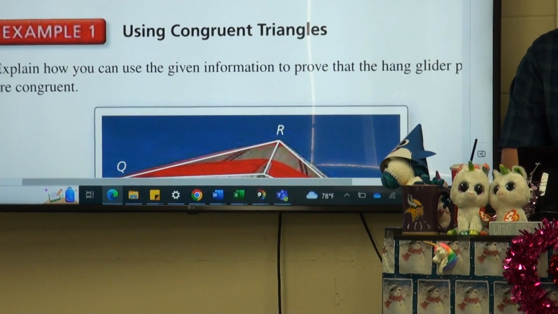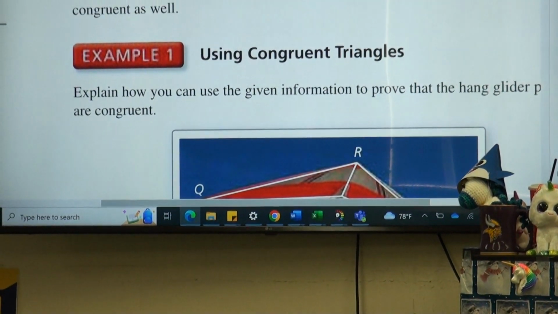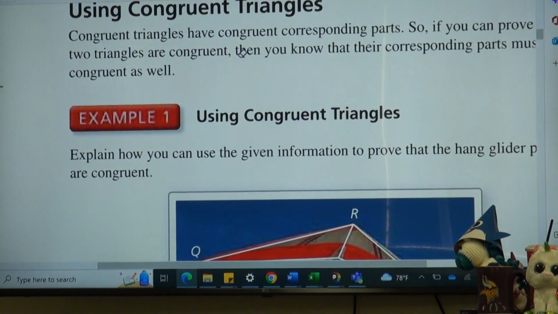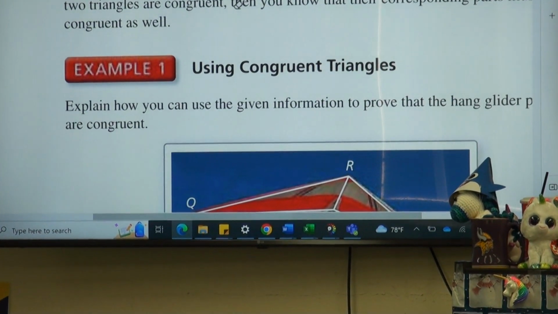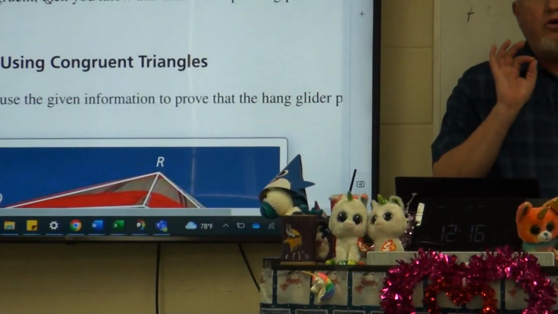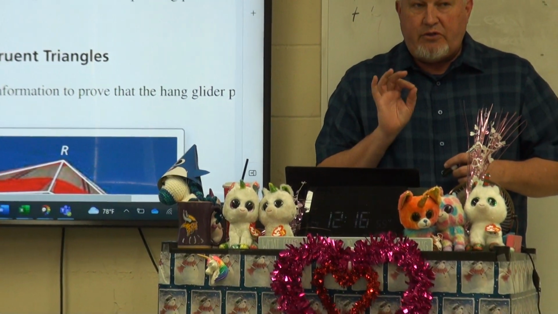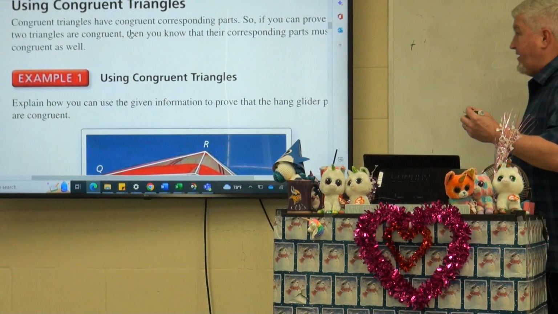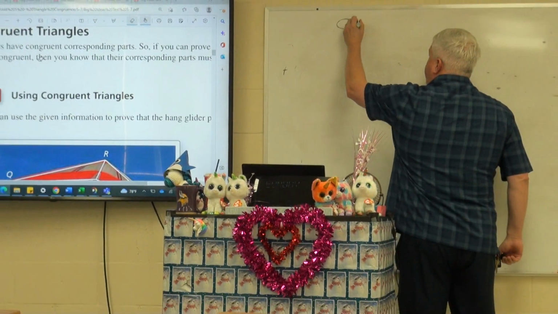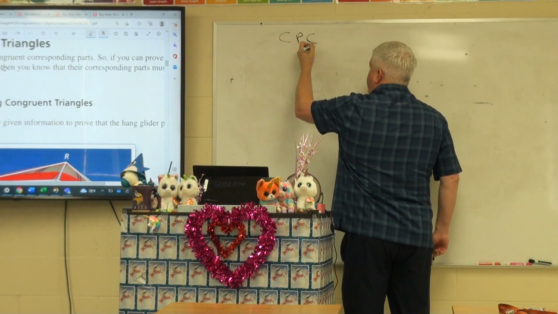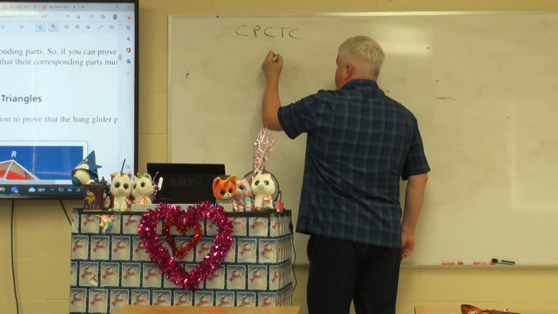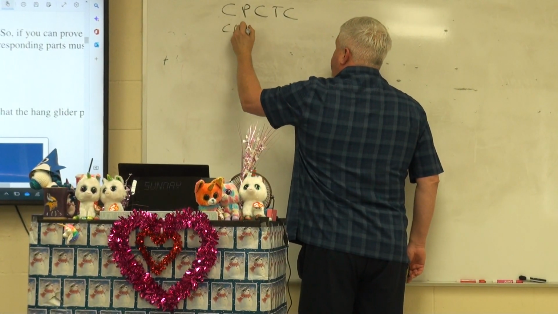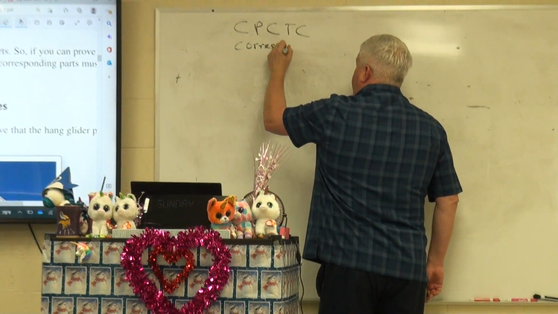It's important that you note something first. There's a statement called corresponding parts of congruent triangles are congruent. And that is abbreviated as CPCTC. Corresponding parts of congruent triangles are congruent. I'll write that out really quick.